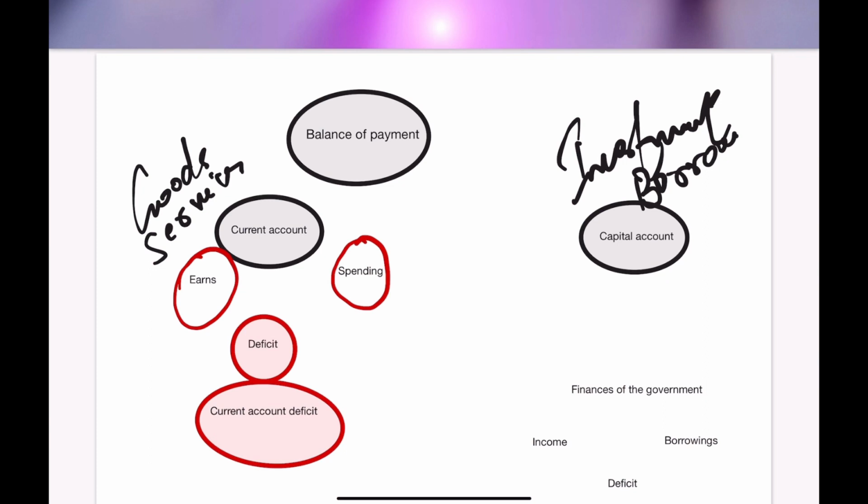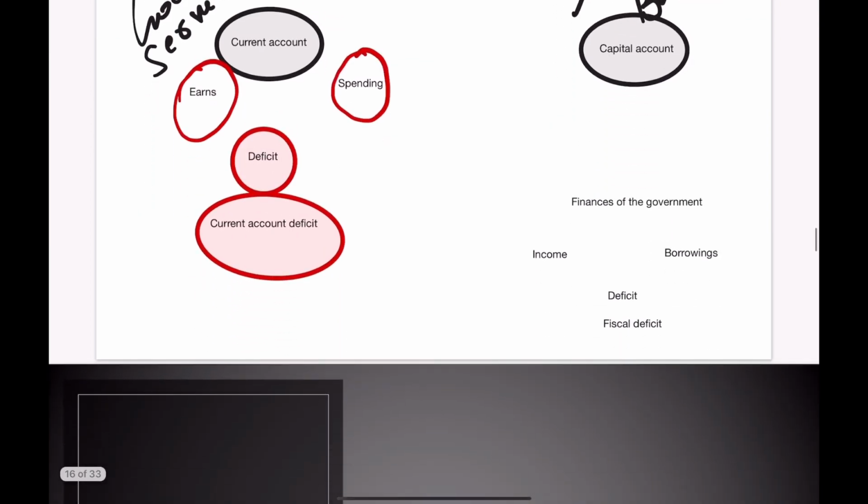That means when your import of goods and services, remittances, transfers, donations, etc., is more than your earning, what you are exporting to other countries, this is called a current account deficit problem. Now, there is one more topic which is called fiscal deficit.